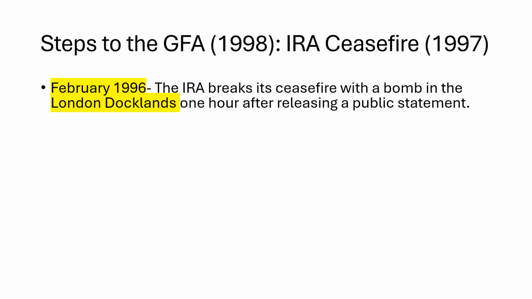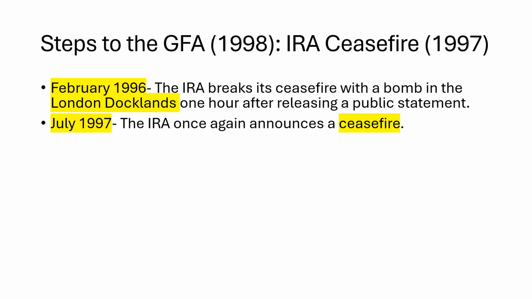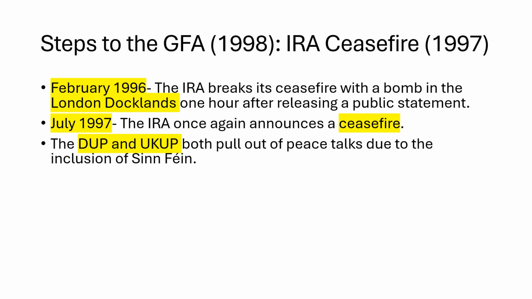However, as you know, in May 1997, Tony Blair, the new British Prime Minister, said Sinn Féin could enter into the peace negotiations if they could convince the IRA to renew their ceasefire. And the IRA do. In July 1997, the IRA once again announces a ceasefire. They renew their initial ceasefire from 1994, and they're going to stop using political violence. That means Sinn Féin can be entered into talks.